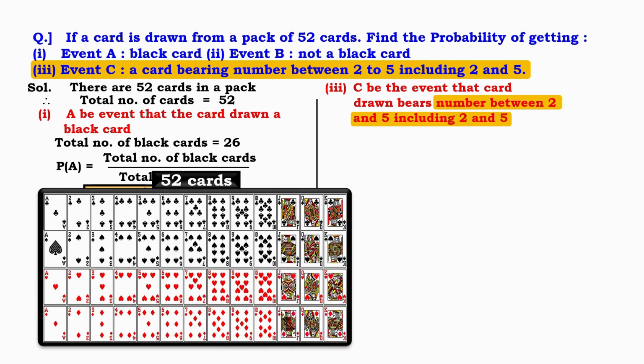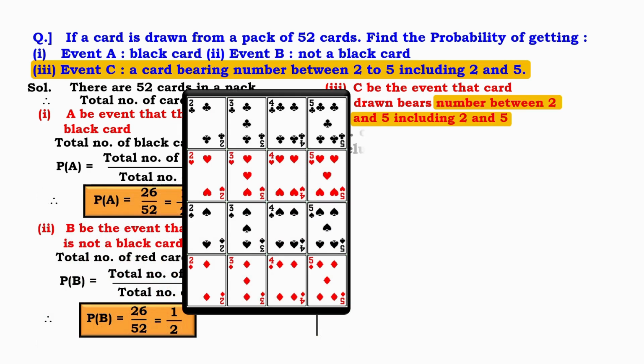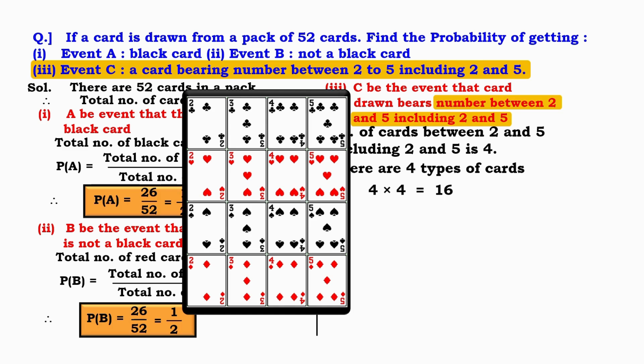So now take a look. These are the total. In each type there are 4 cards and there are 4 types. So there will be a total of 16 combinations, right? The number of cards between 2 and 5 including 2 and 5 is 4, and there are 4 types of cards. So 4 into 4, that is equal to 16.